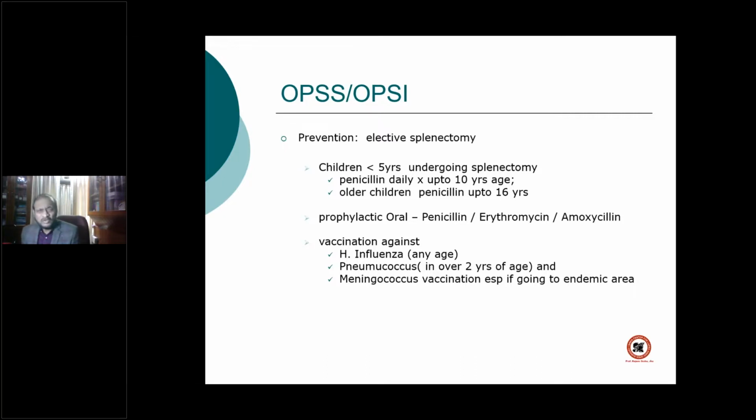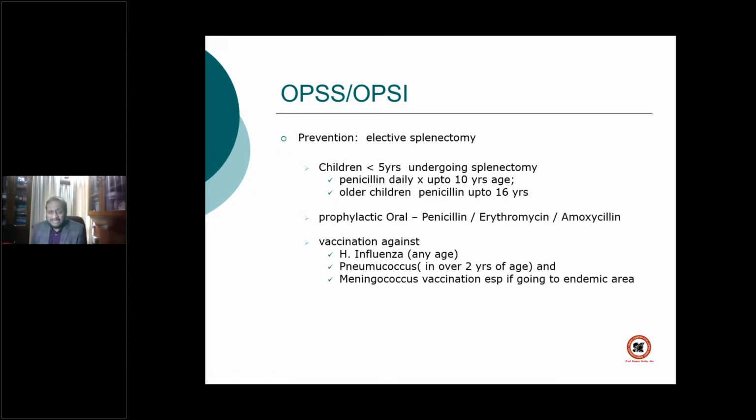Prevention is always better than cure, and that is also true when you talk about OPSS or OPSI. So when you're planning an elective splenectomy in a particular patient, what should be the preventive aspect? Number one, if it is a child less than 5 years who is destined to undergo splenectomy, put this patient on daily penicillin up to about 10 years of age. Older children, penicillin up to 16 years. See this, daily penicillin for 10 years, a formidable task, even for the patient and for the doctor.